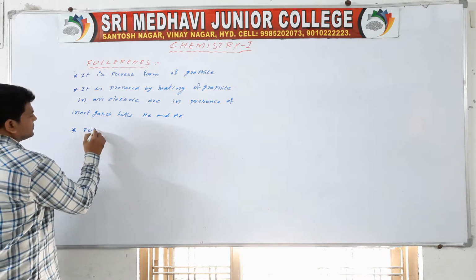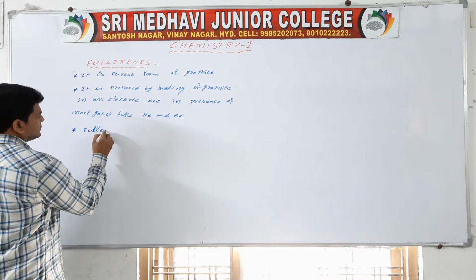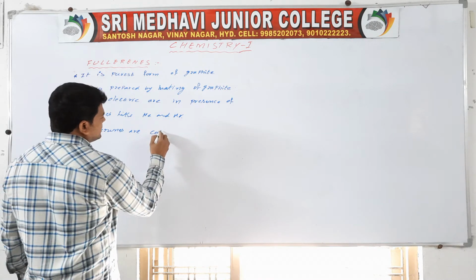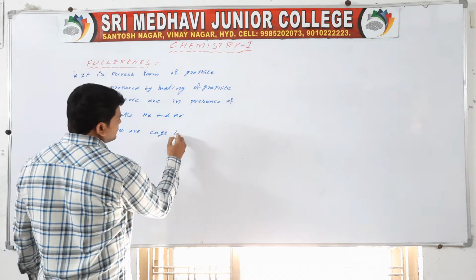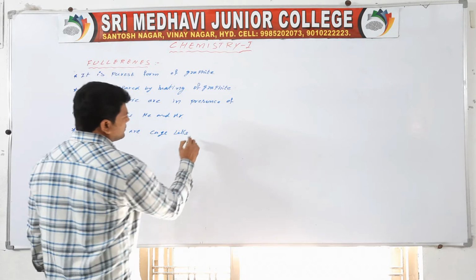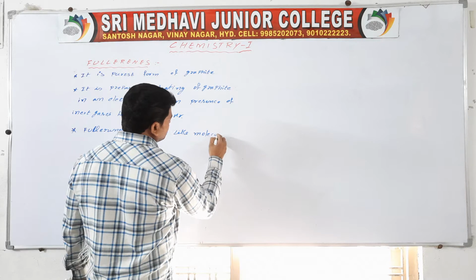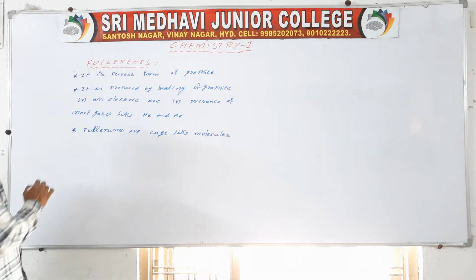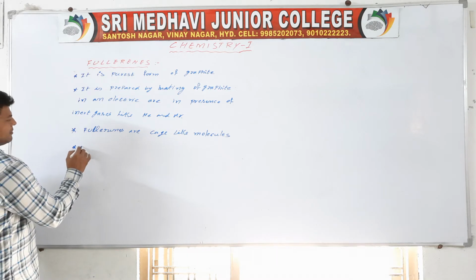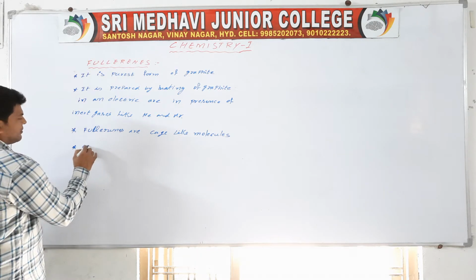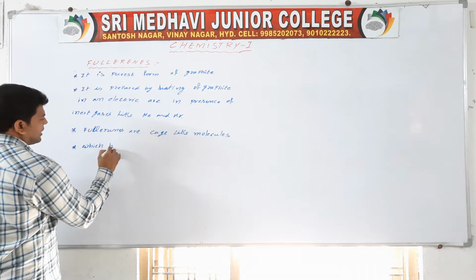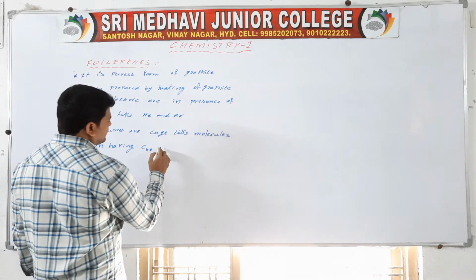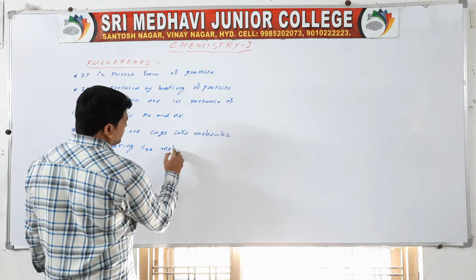Okay, fullerenes are cage-like molecules, which have C60 molecules.